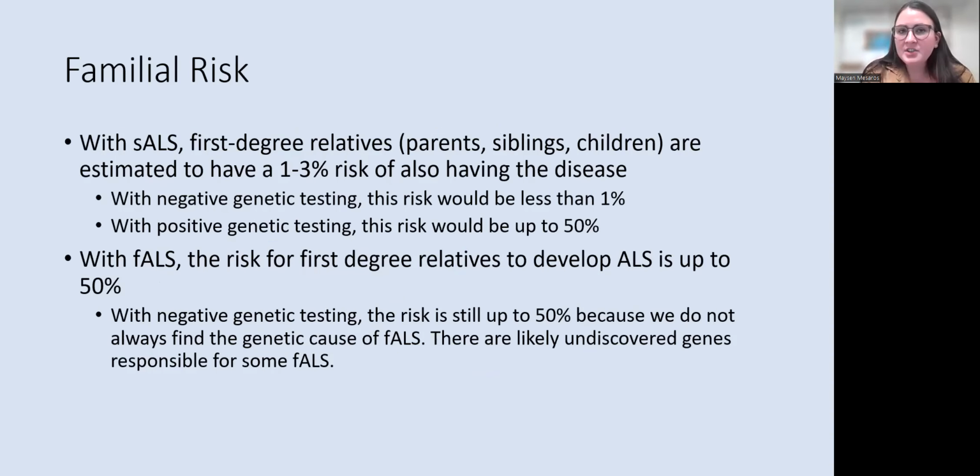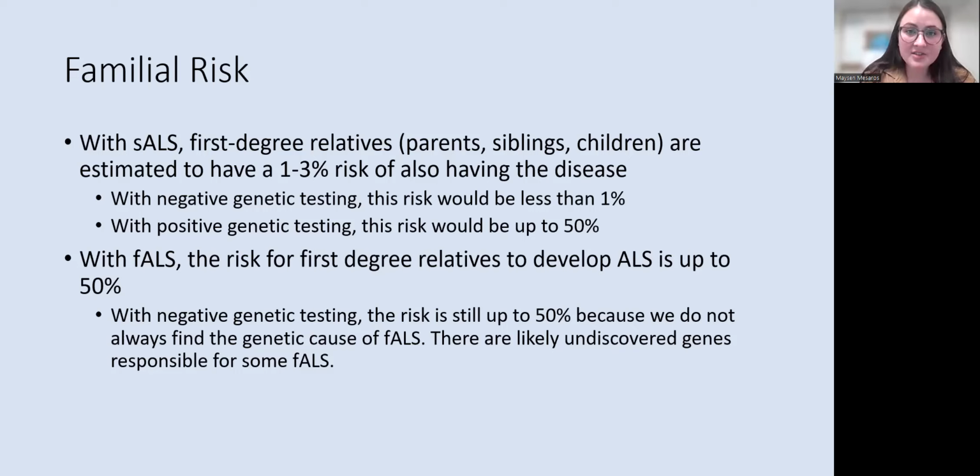So in general, when a patient comes to see me, again, most of the time ALS is sporadic. So we're not seeing a family history of the disease. So before they undergo genetic testing, I can tell them that the risk for their first degree relatives, that means parents, siblings, and children, the people you share half of your DNA with, is expected to be between 1% and 3% to develop ALS in their lifetime, which is relatively low. If that patient decides to undergo genetic testing and they have negative genetic testing, then we can say the risk for those relatives is even lower than that. It's expected to be less than 1%.